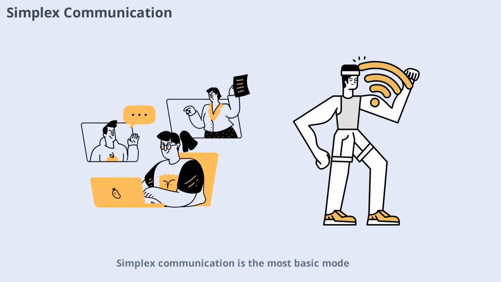Simplex communication is the most basic mode, where data flows in a single direction only. A classic example is a keyboard sending keystrokes to a computer. The computer receives the input, but cannot send data back to the keyboard. This mode is simple and effective for scenarios where feedback isn't necessary. However, its limitation is clear: only one device can transmit, and the other can only receive.